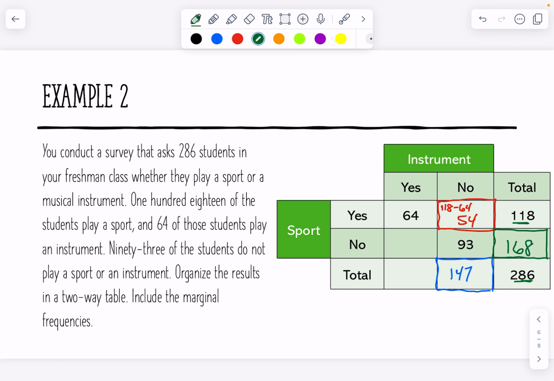Now I can just continue to problem solve to figure out this next one. I'm going to take the total, 168, and I'm going to subtract 93, and that's going to give me 75. And then from there, I only have to find that yes total for the instrument, and I'm going to take 75, which I just found, and I'm going to add 64 to get 139.